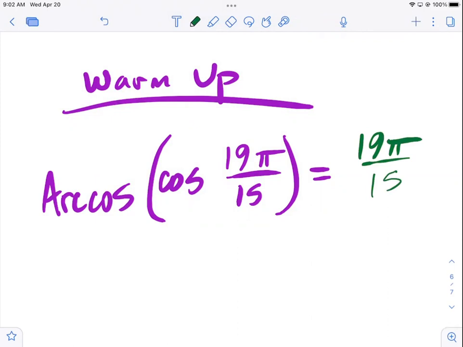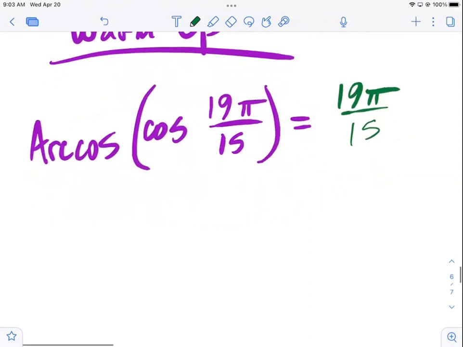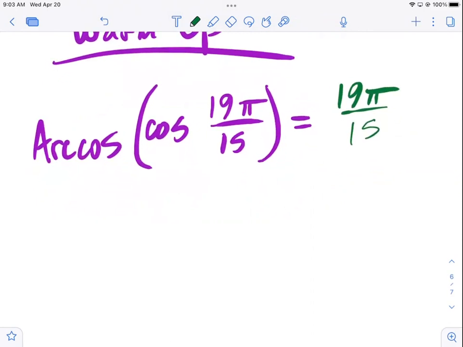No, it's not. Because 19 pi 15ths is an angle, and I believe it lives outside our PVR, which stands for what? Principal value range, right? Okay. So we've got to figure out, so let's go ahead and draw it.